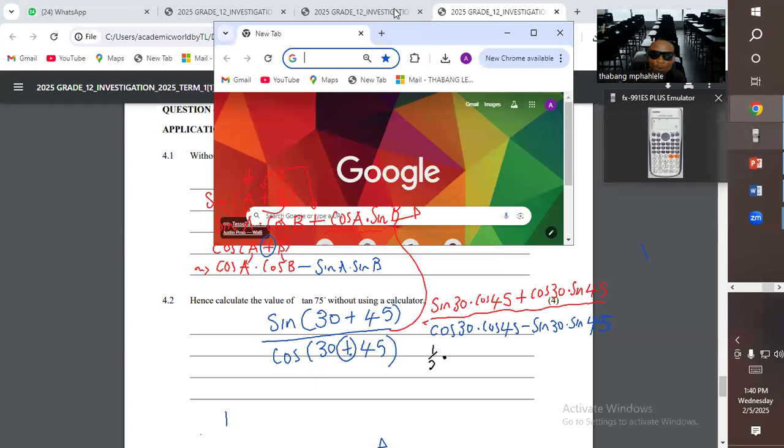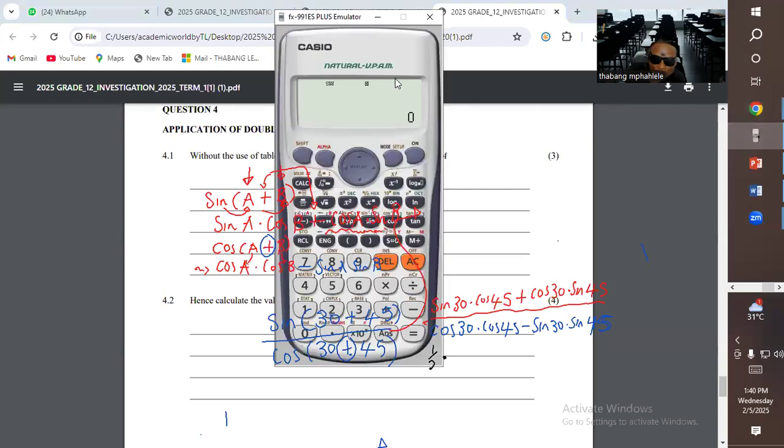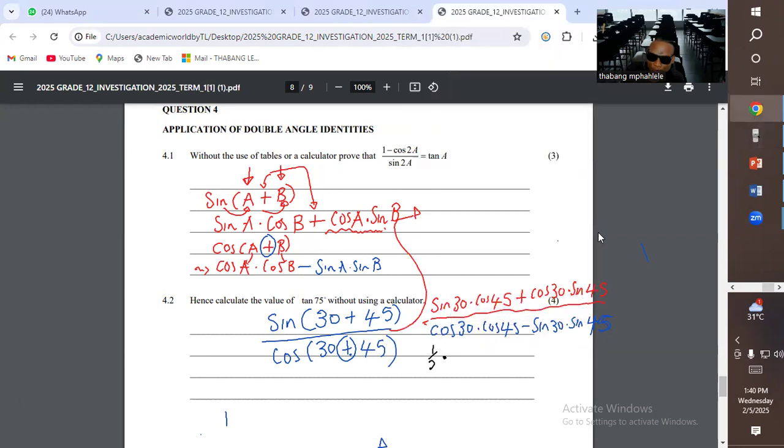Let me say sine of 30. You press it on your calculator. Sine of 30, you say equals, it's 0.5, it's 1 over 2. This is written in decimal form. So even though they say don't use a calculator, since they don't see you, press it, guys. Press that calculator.